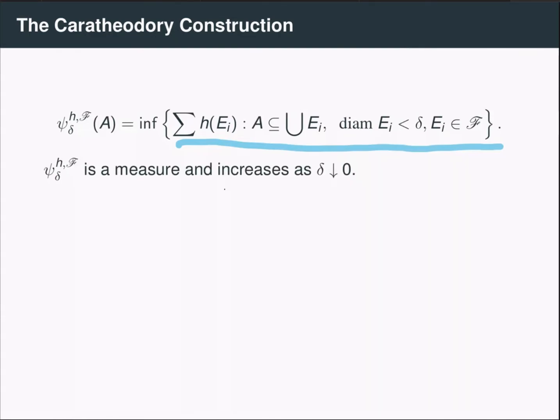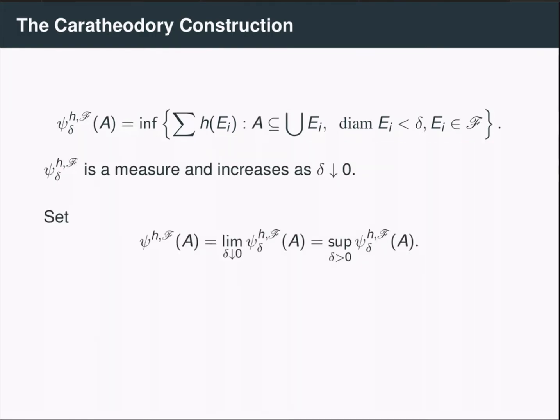So because it's an increasing function, that means that when I take the limit as delta goes to 0, this sequence of measures will converge. So in the end, I define a set function psi of A to be the limit as delta goes to 0 of psi delta of A.